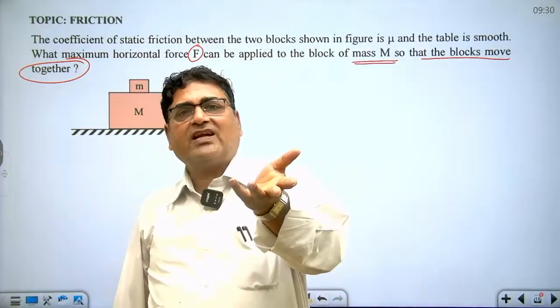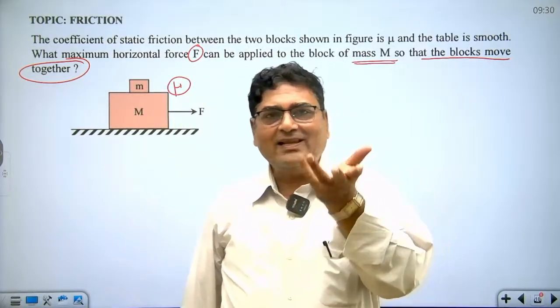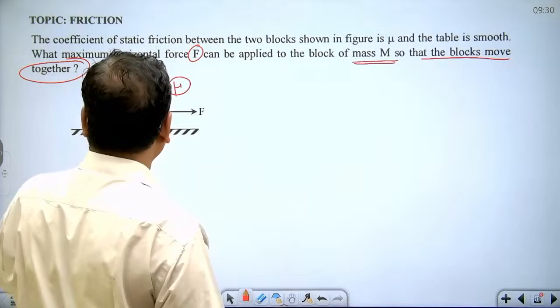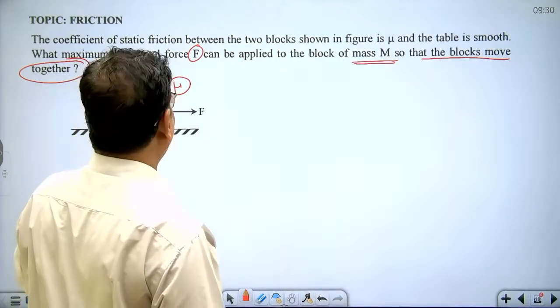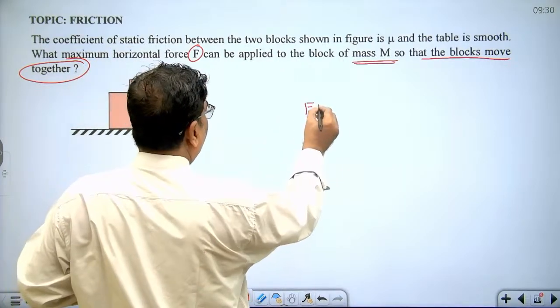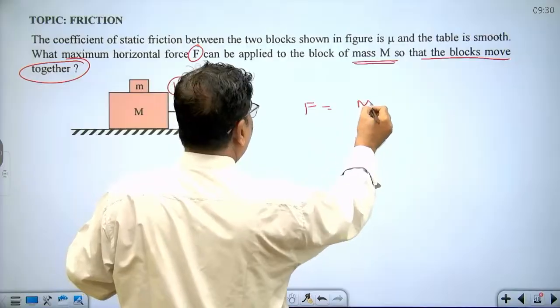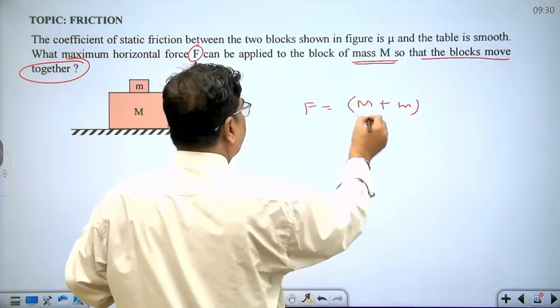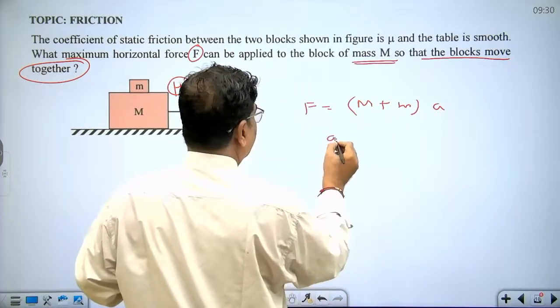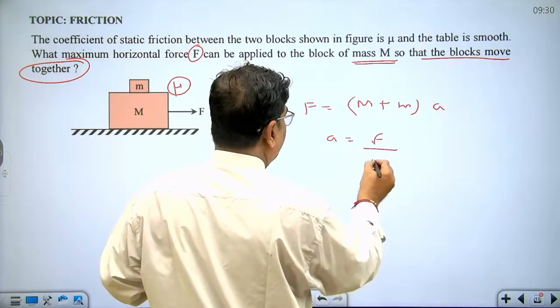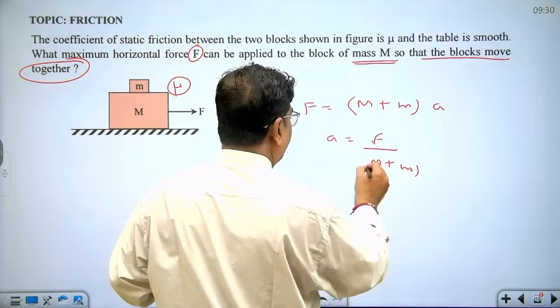And the maximum value of static frictional force is what? That is limiting frictional force. So dear student, if the blocks are moving together and the table is smooth, F is equal to what? F equals M plus m into a. So what is acceleration? Acceleration equals F upon M plus m.